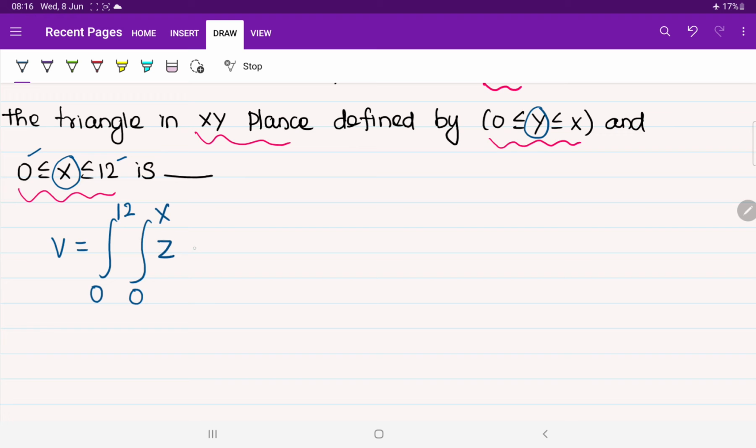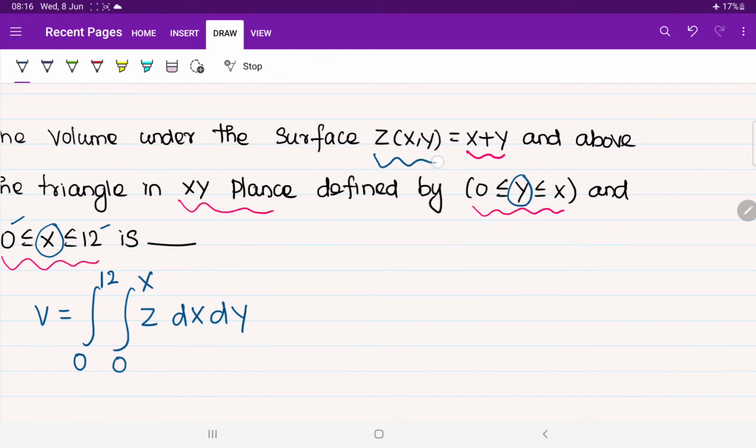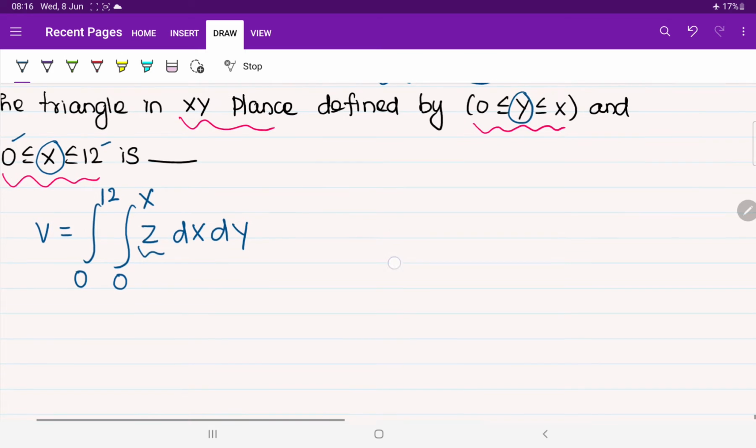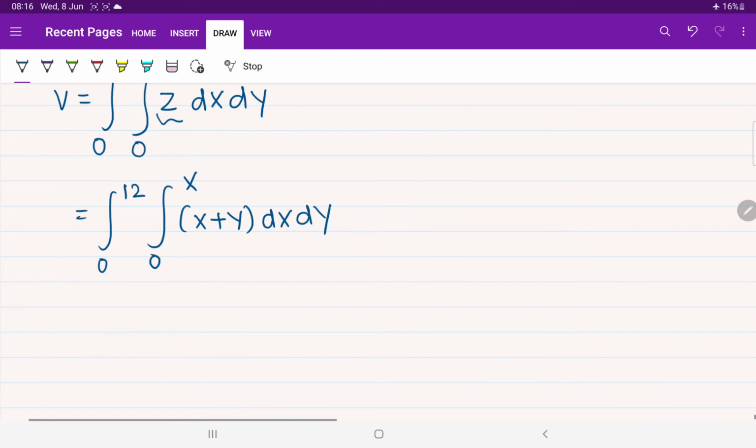Then the function is z. Double integration means we are going to integrate with respect to x as well as with respect to y. Usually we write it in terms of f(x, y), but now they are considering z, so I am putting z here, whereas the value of z is already given as x plus y. Now it's time to bring down the answer: integral from 0 to 12, integral from 0 to x, of (x plus y) dx dy. That is how we are defining the given data.